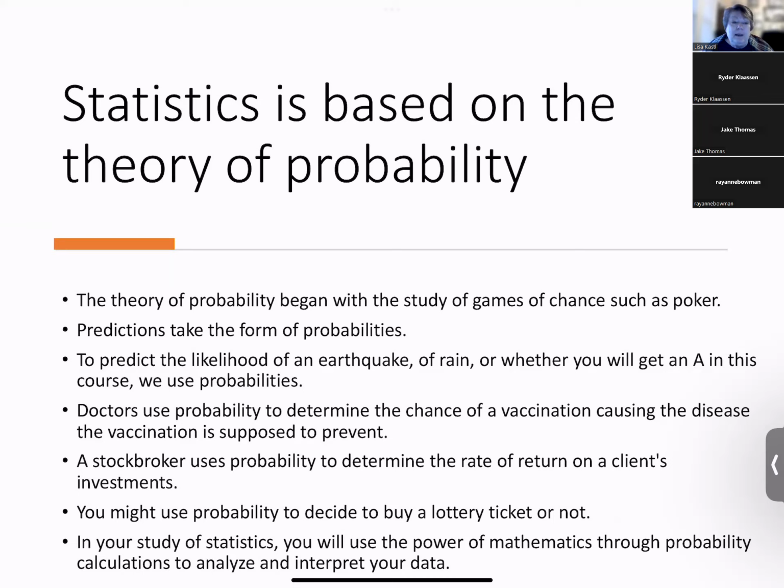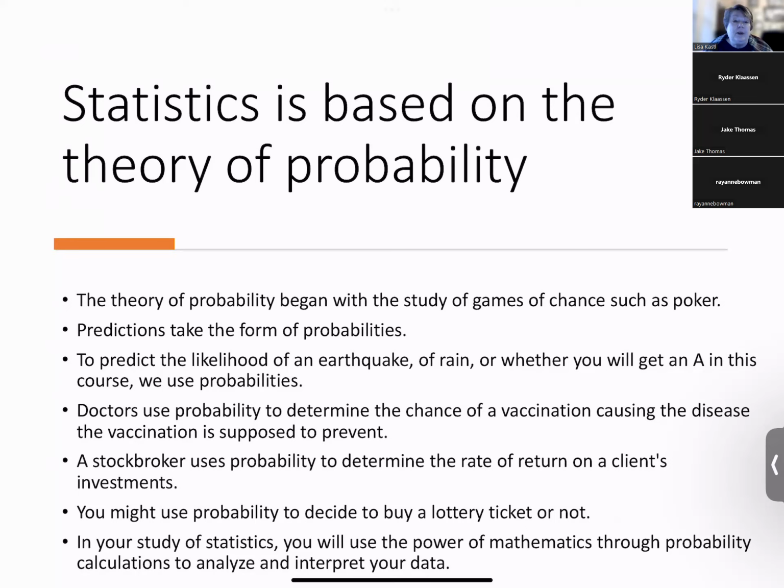Predictions take the form of probabilities, the likelihood of an earthquake, of rain, of ice. Yesterday, they were giving us a 70% chance of precipitation, which simply means that on any given day, under the same conditions, 70% of the time they got precipitation. So they look at the preceding data and they can see that with all the conditions of the atmosphere on those days, 70% of the time we get precipitation. So that's what those predictions mean.